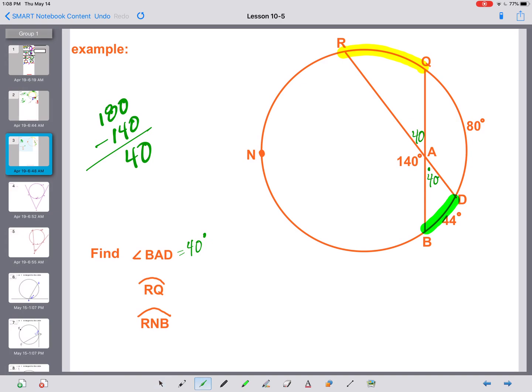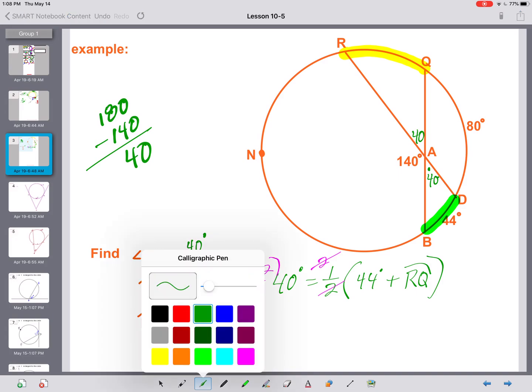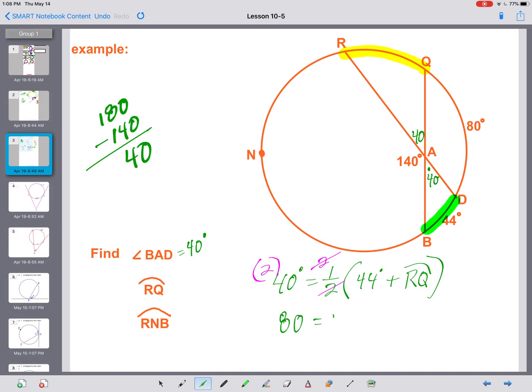Here's the formula I'm going to use. The angle that is formed, 40 degrees, is equal to 1/2 the sum of the green and the yellow. The green one is 44 degrees plus, I don't know the yellow, I'm going to call it RQ. Let's solve for RQ. Well, what are you going to do first? It's really algebra now. I'm going to multiply by 2. Those cancel, got to multiply by 2 over here. Here's what I get. I get 80 equals 44 plus RQ.